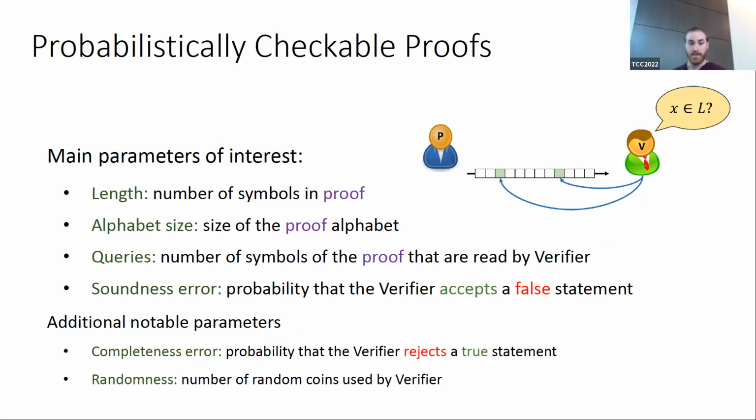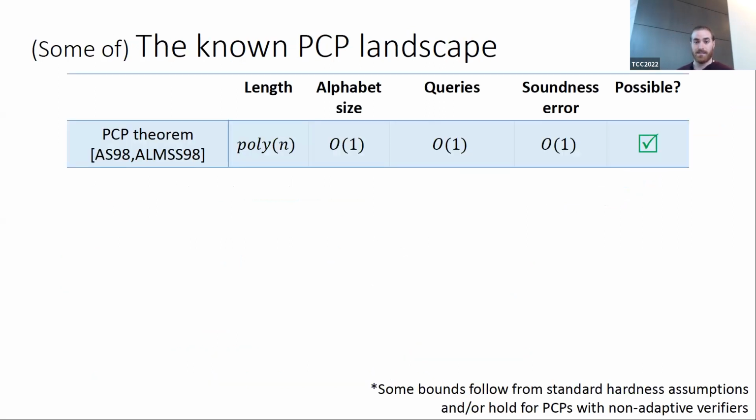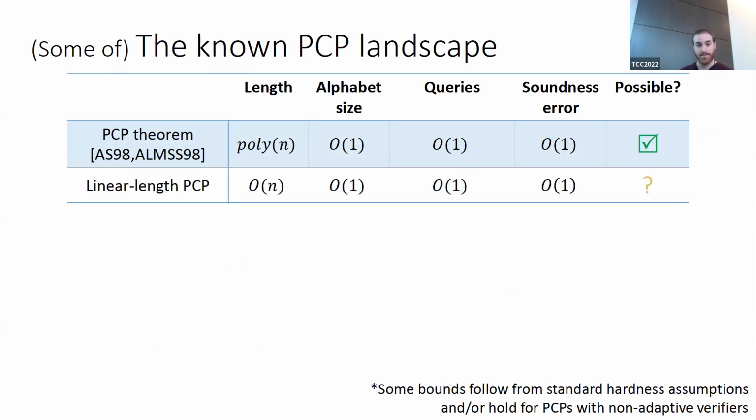So let's take a look at some things that are known for PCPs. First of all, we have the celebrated PCP theorem, which says that NP has a polynomial length PCP with constant alphabet size, constant number of queries, and constant soundness error. But we computer scientists, we're greedy. We see this amazing result, and we say, I want to improve this. One way to improve it would be improving this polynomial length to linear length. And this is a great open question in the PCP literature.